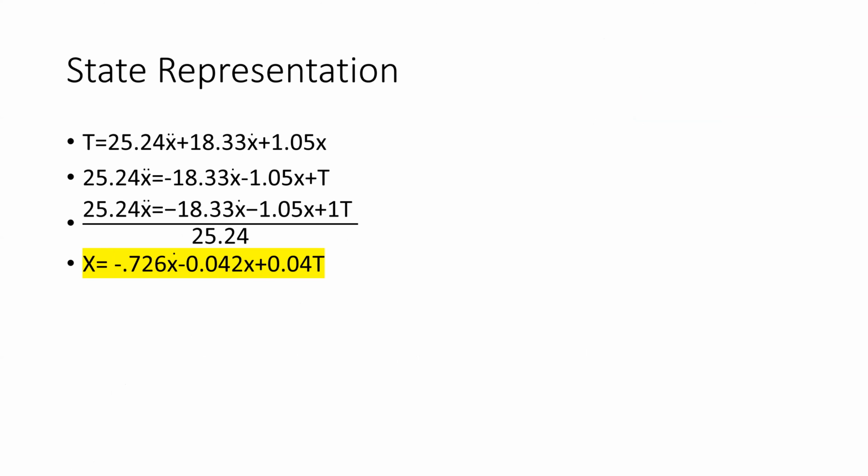For our state representation, we start with our equation 3, and then we rework it to move T to the other side. So we went from T here, T to the other side. We then can divide the equation by 25.24, that was from our x double dot. Once we divide each part out, this is our equation: x double dot equals -0.726 x dot minus 0.042 x plus 0.04 T.